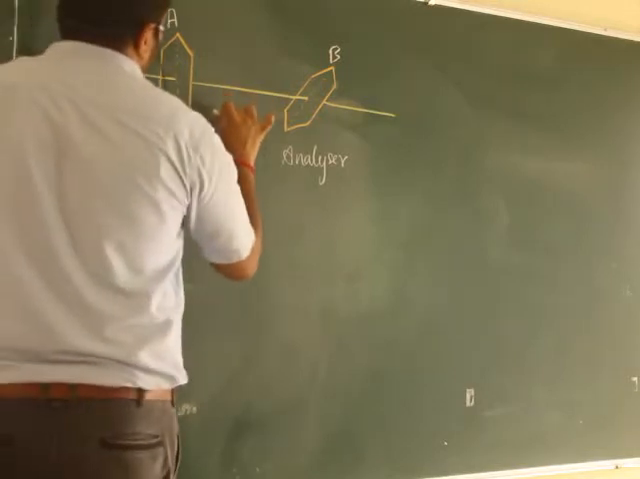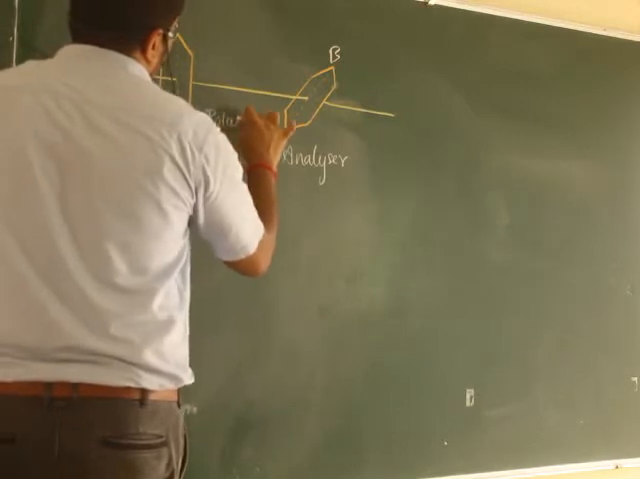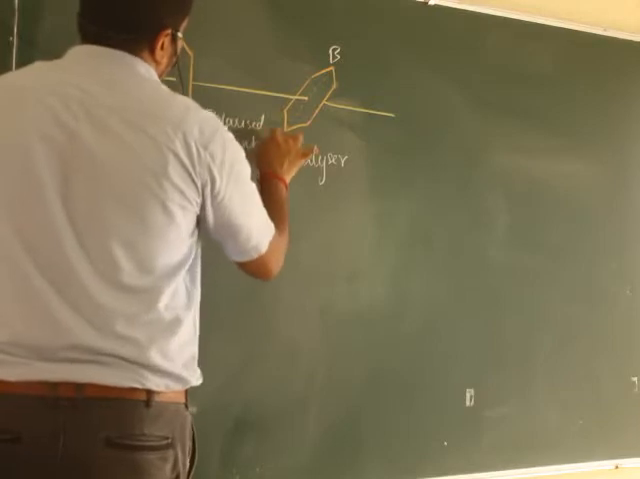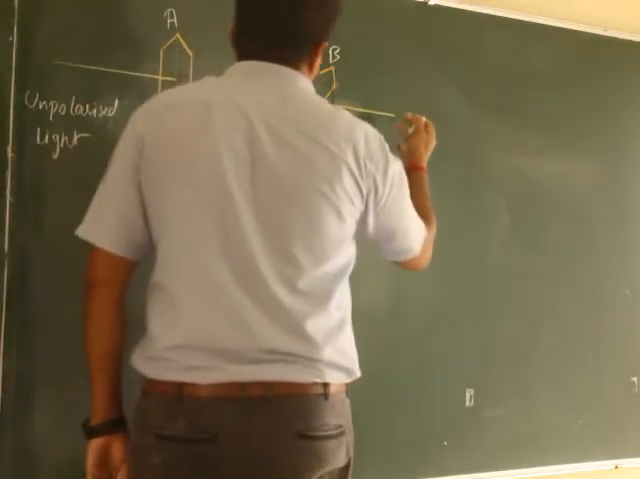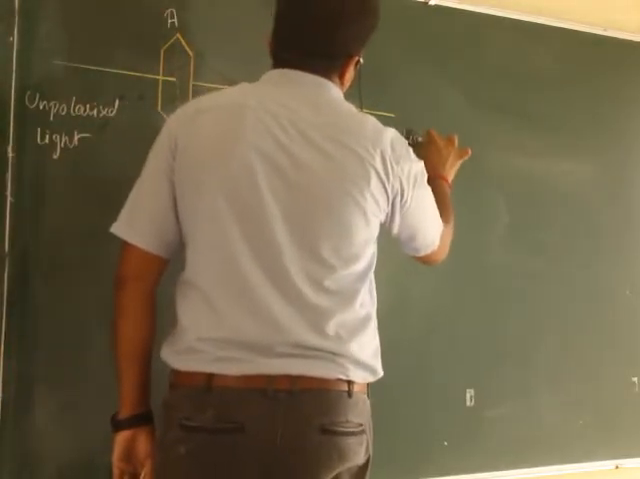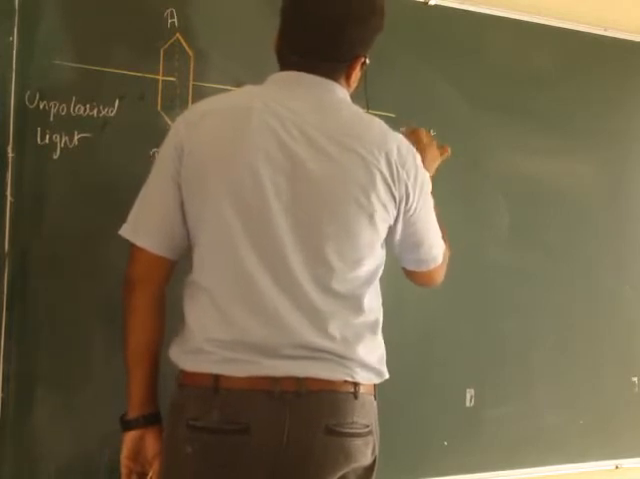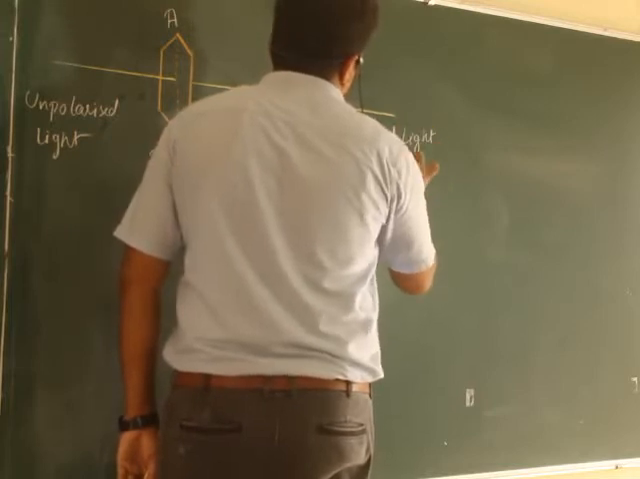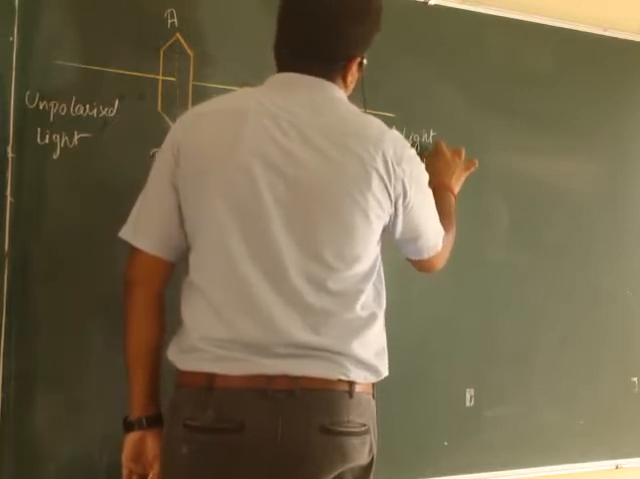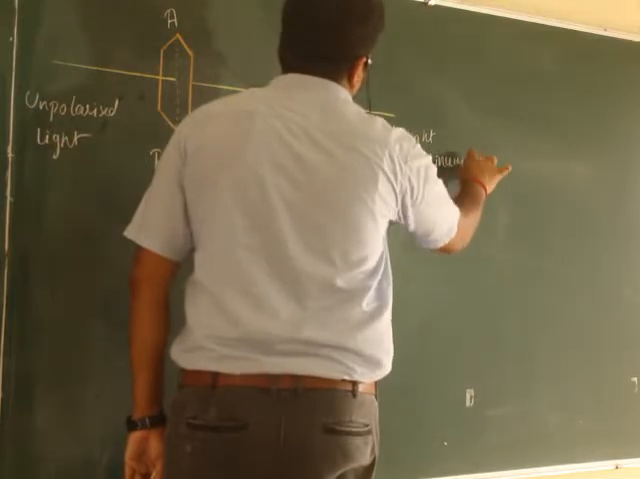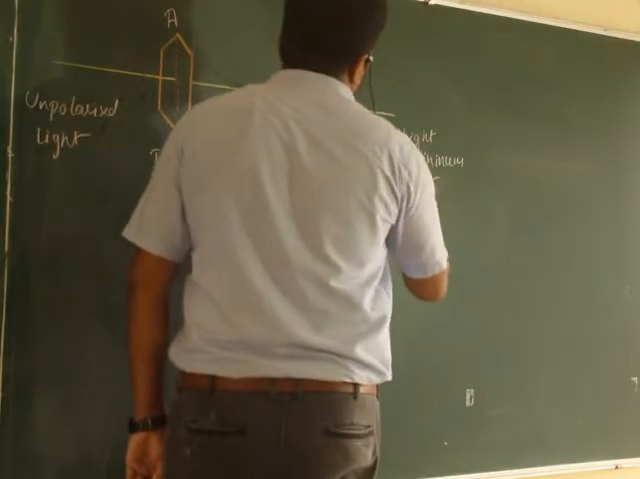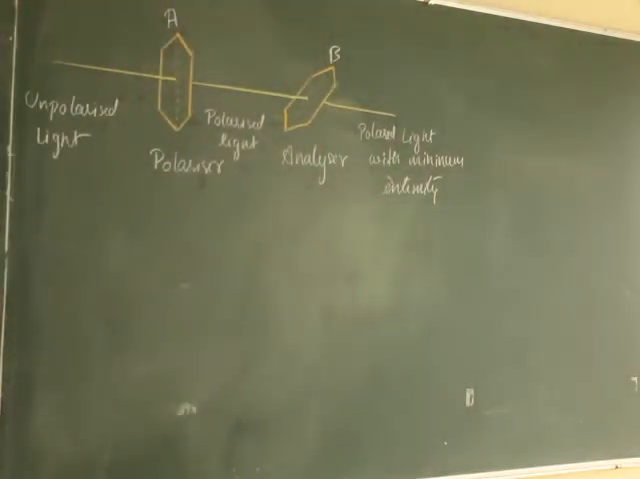What about this? Here it is polarized light. Here what happens? Light is polarized, okay, polarized only with minimum intensity. With minimum intensity. Now let us show the vibrations, okay.